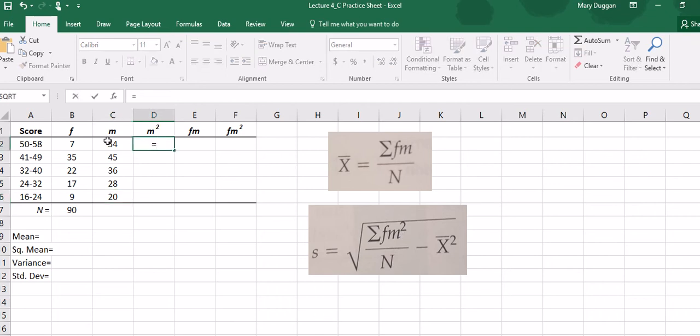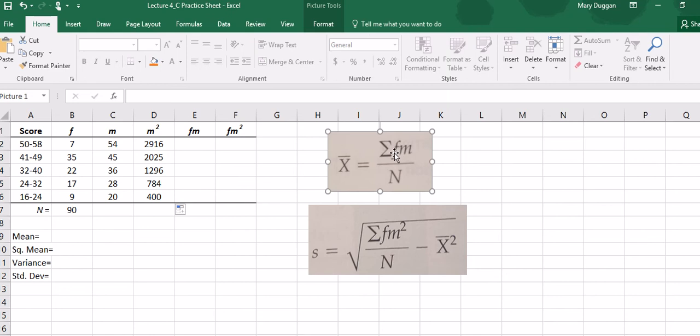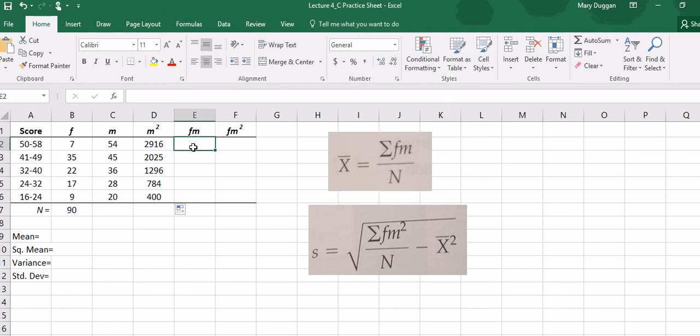Equals, I'll get the midpoint, and I'll do the caret, and 2. And I will drag that down to have the rest of the midpoints squared. Now, when we're going to find the mean, we need to multiply the frequencies by the midpoints, so I'm going to do that in this column. All right, I'll drag those down. And I know I'm going to have to sum that up for our formula.